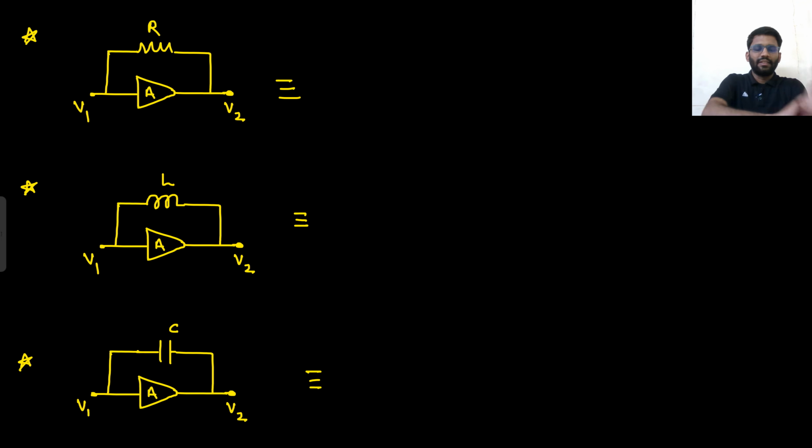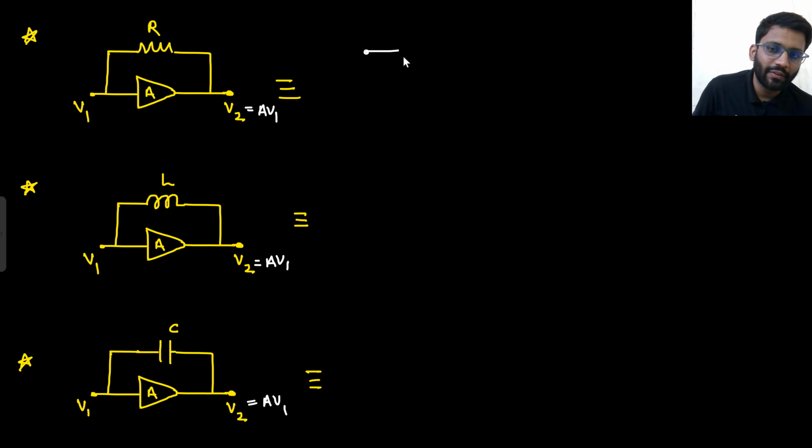Now, these are the three questions that are in front of you. This is V1, this is V2. V2 is equal to AV1. That is given. So you need to write from V1 to ground. What will be the resistance you see? Tell me. From V1 to ground, what will be the resistance you see? That will be R upon 1 minus A.